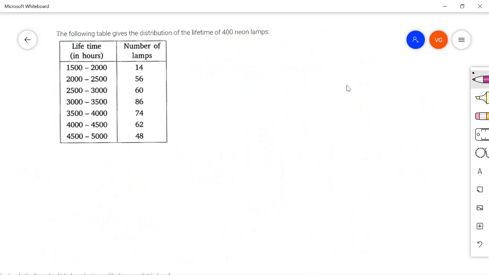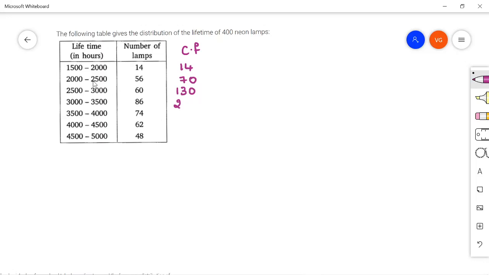The next question is, the following table gives the distribution of lifetime of 400 neon lamps. Find the median. So if you observe the data, this is the direct question, right? So very simple. No need to simplify the given table also. So quickly write down the cumulative frequency here. 14, 14 plus 56, 70, 70 plus 60, 130, then 86.